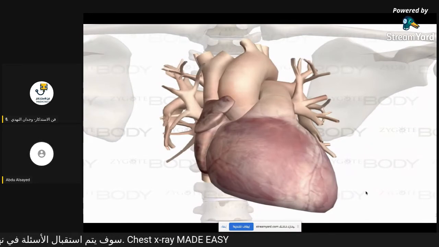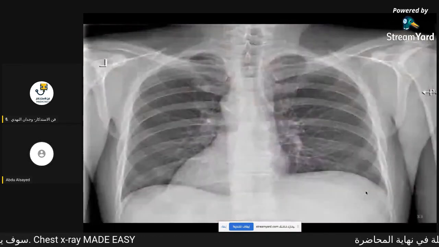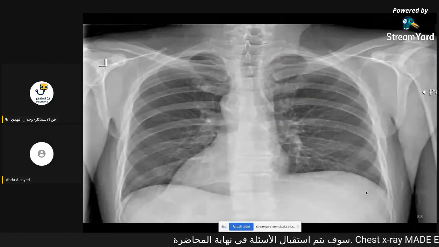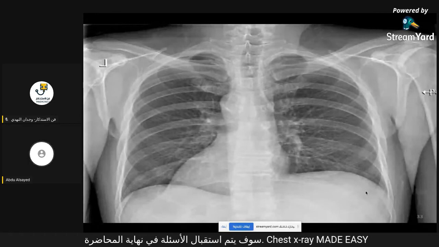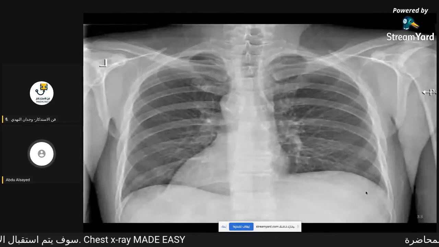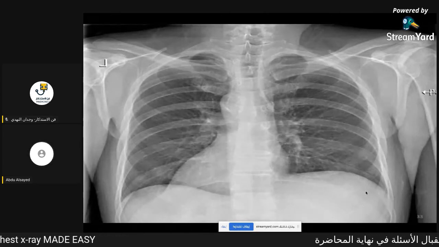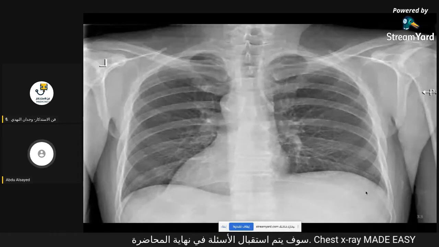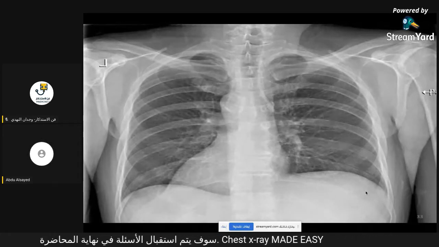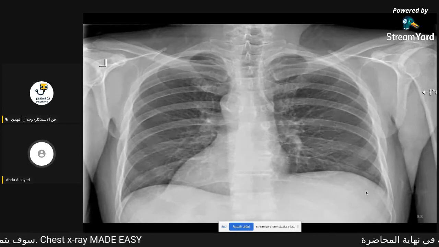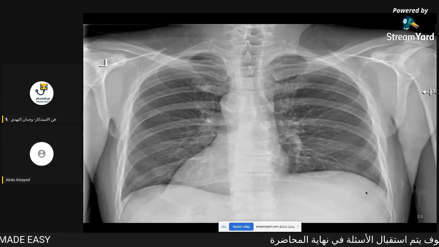As we can see in this X-ray, we can read it as a rare disease, which is situs inversus. The normal heart is lying on the left side, slightly rotated to the left side, but in those types of people, their heart lies on the right side. They are in contrast to normal people.